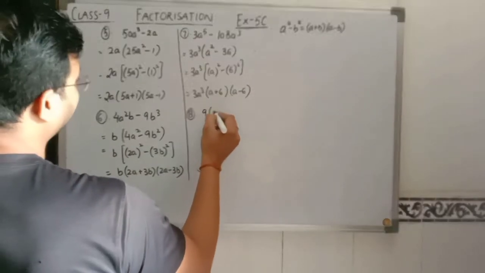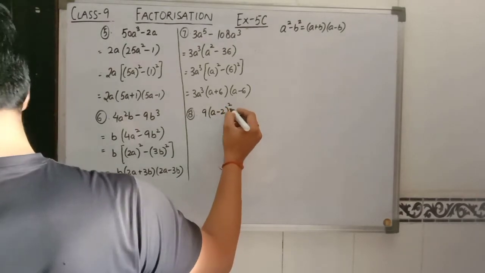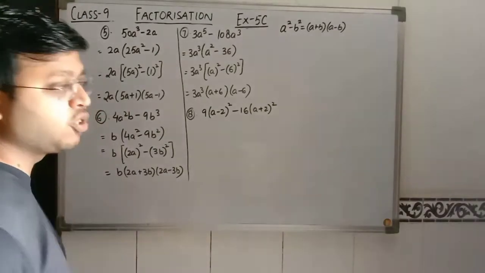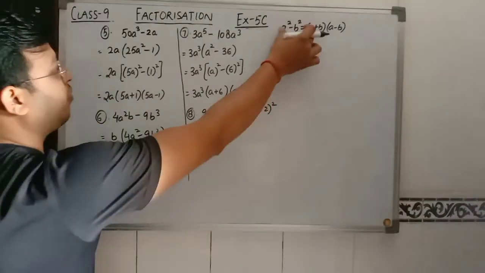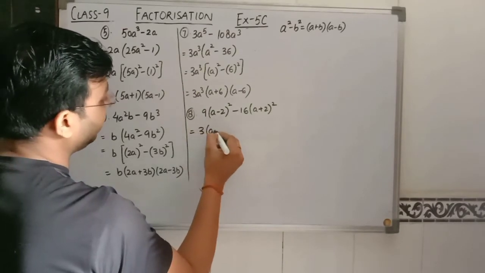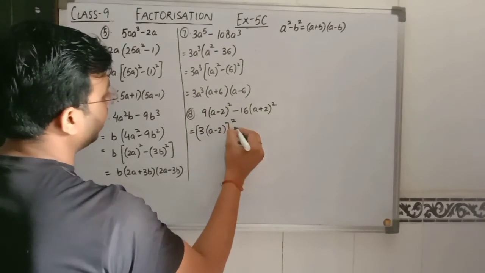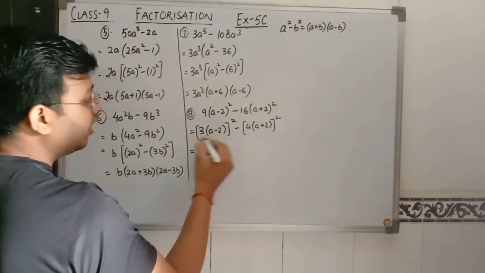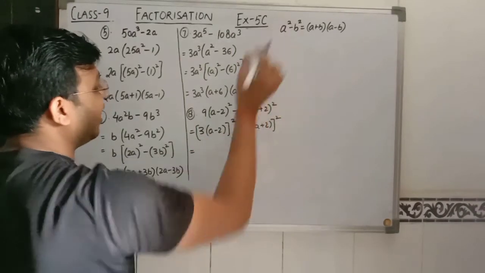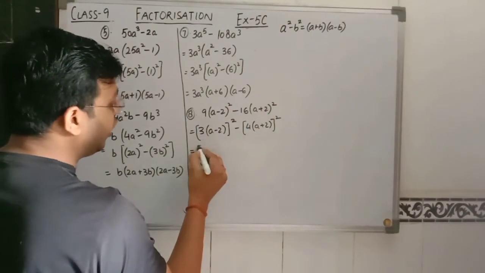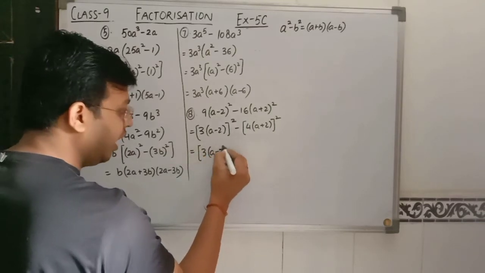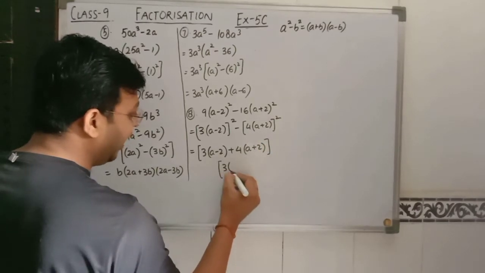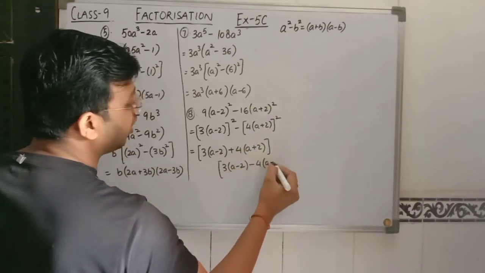Now question number 8. It is saying (9a minus 2) whole square minus (16a plus 2) whole square. Now observe this question. This question is looking larger only, but it can be solved with the help of this identity only. It can be written as (3a minus 2) whole square, and it can be written as (4a plus 2) whole square. Now this complete term will be acting as a and this complete term will be acting as b. So when you apply the identity, a plus b in the first bracket, and after that a minus b in the second bracket.